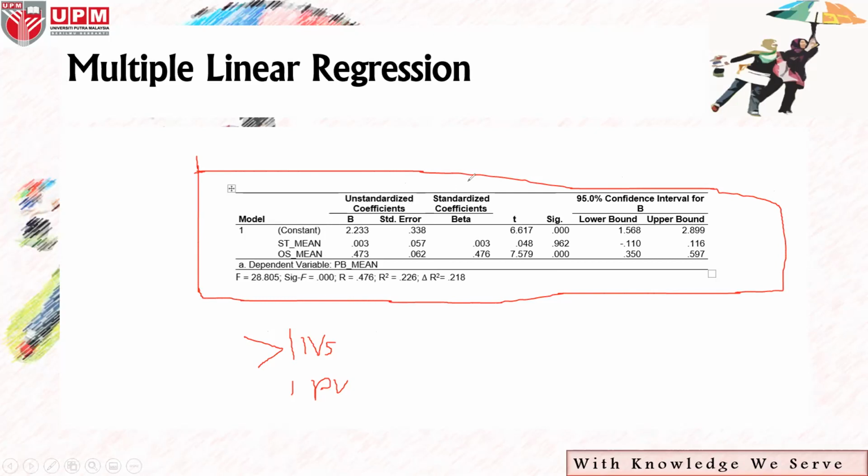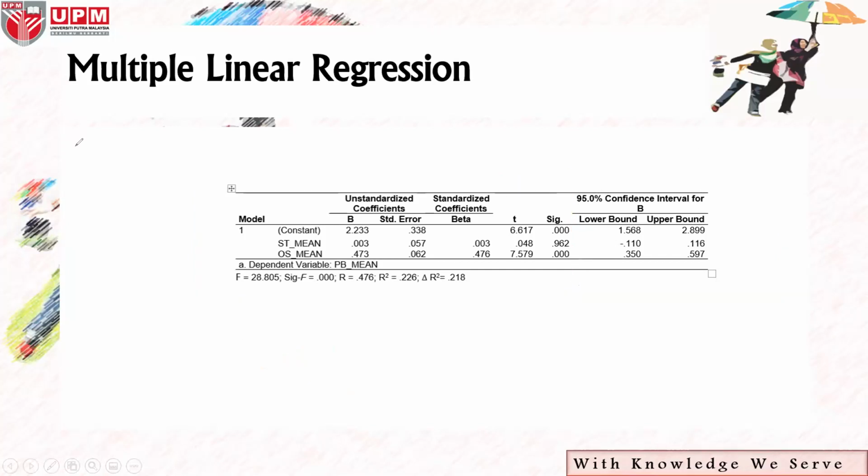Okay, and then next one, standardized coefficient beta. Okay, the T value, the significant value, and then the 95% confidence interval for beta, which is lower bound, upper bound. This part is optional. Kalau sampai you all present sampai sini pun dah cukup. Okay, this part is optional.